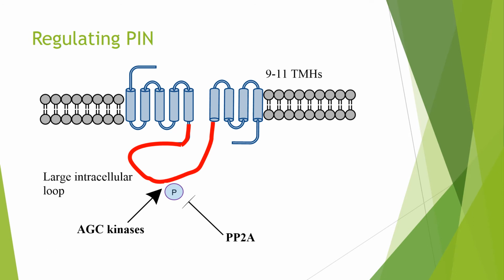The current hypothesis about how PIN transporters are put on specific parts of the plasma membrane is through phosphorylation. This phosphorylation can occur through membrane-bound AGC kinases and can be reversed by PP2A on this large intracellular loop labelled in red here. However, the mechanism by which this works is not actually known currently.